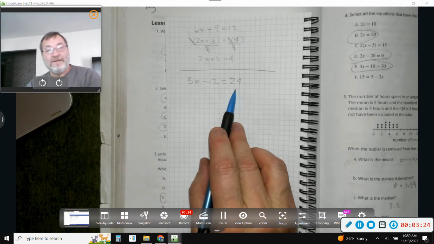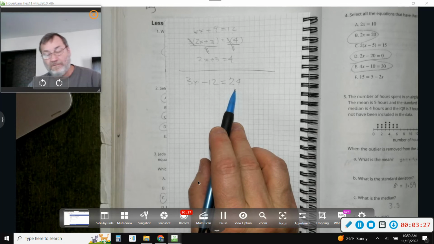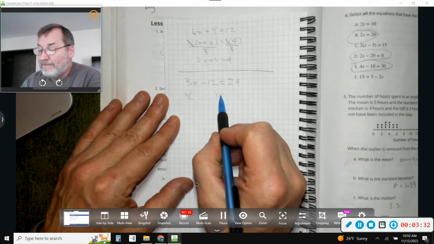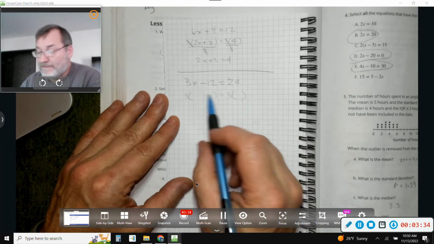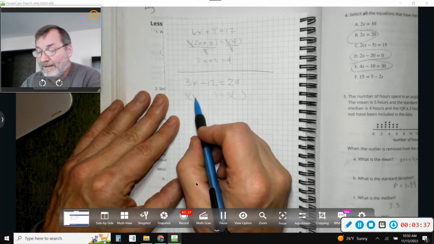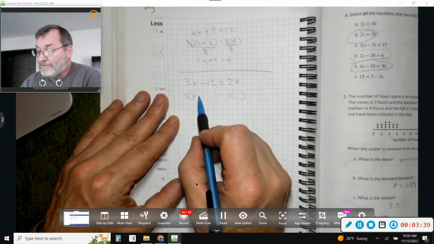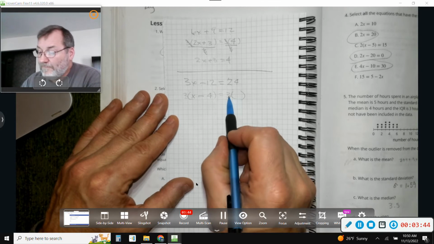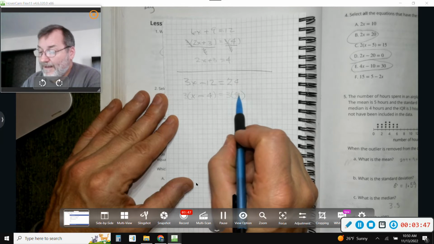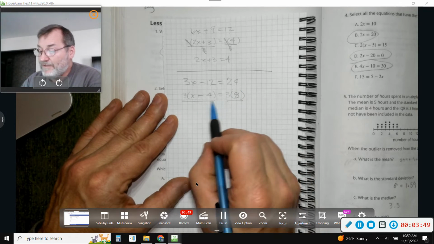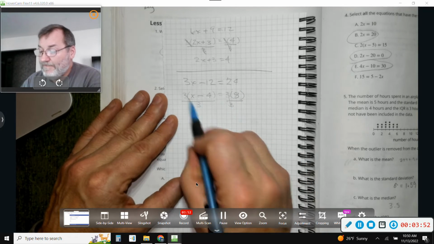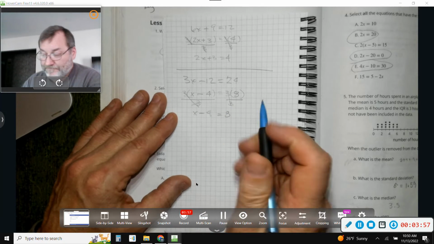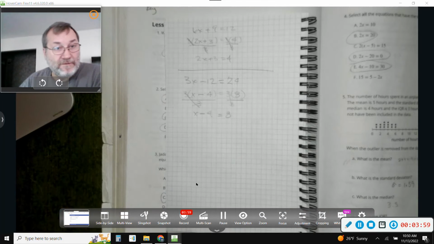And it looks like everything is a multiple of 3. So let's go and just factor a 3 out. See if we can get an equivalent statement out of this. 3 goes into 3x, x times. Minus goes to a minus. 3 goes into 12, 4 times. 3 goes into 24, 8 times. I divide both sides by that common factor of 3. And what do I get? X minus 4 equals 8. Okay, so there's an equivalent statement of what we've got.